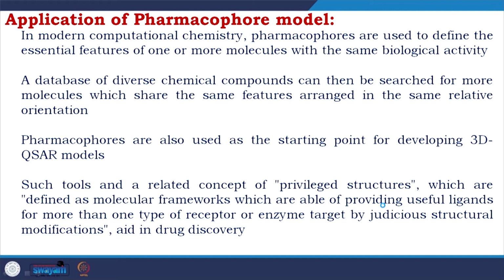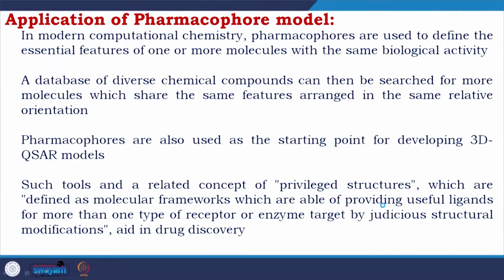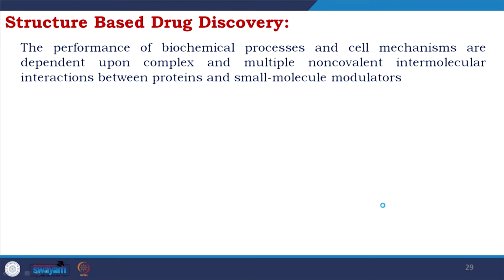Pharmacophores are also used as the starting point for developing a 3D QSAR model, because they define the properties. Now, you use those properties, develop descriptors, correlate them, and get a new QSAR model. Such tools and a related concept of privileged structures, which are defined as molecular frameworks which are capable of providing useful ligands for more than one type of receptor or enzyme target by judicious structural modification, would aid in the process of drug discovery. So, with that we are coming to structure based drug discovery.